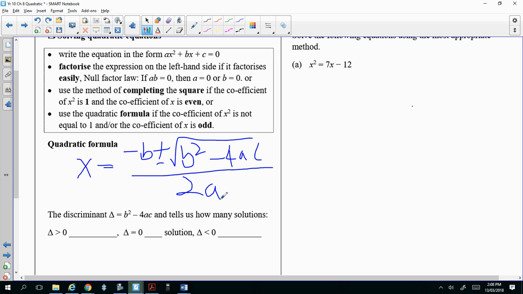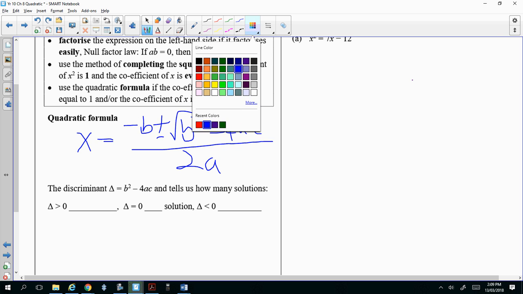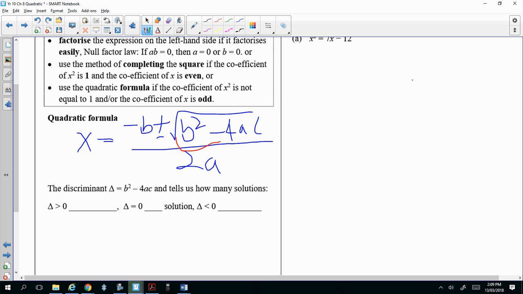Write it down. This is the quadratic formula: negative b plus or minus the square root of b squared minus 4ac, all over 2a. The thing inside the square root has a special name. It's called the discriminant. It tells you how many solutions you have.